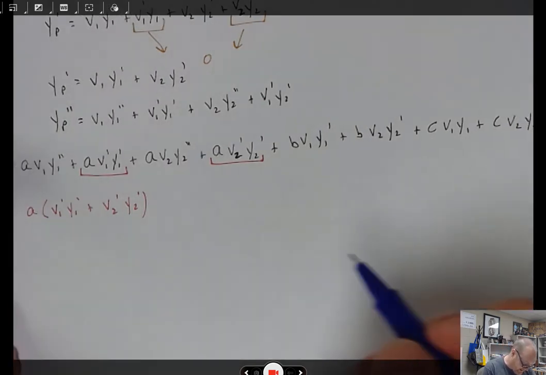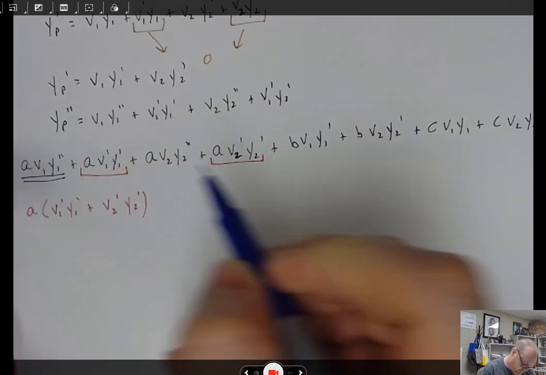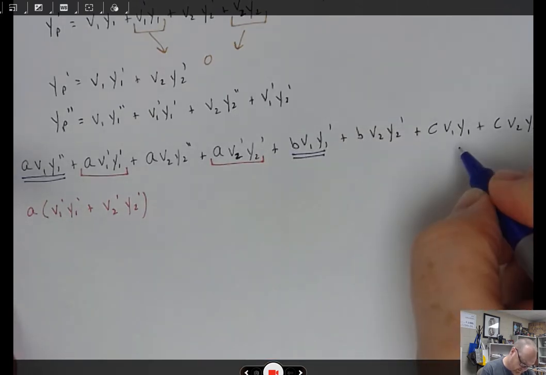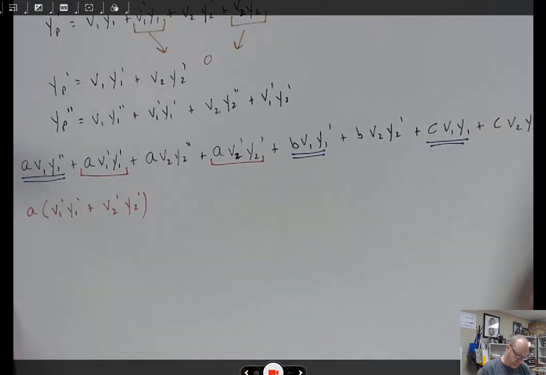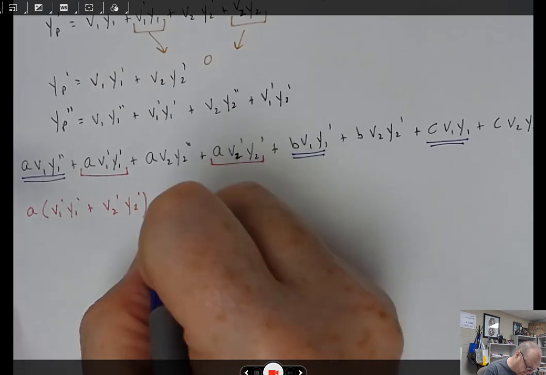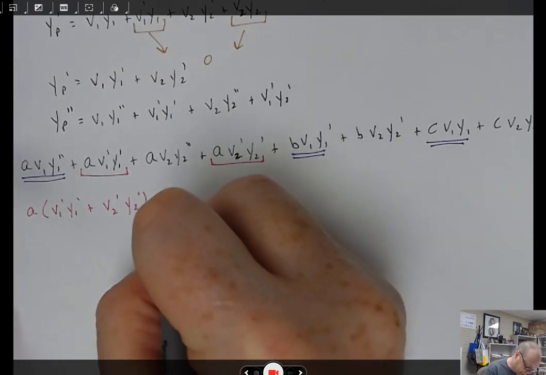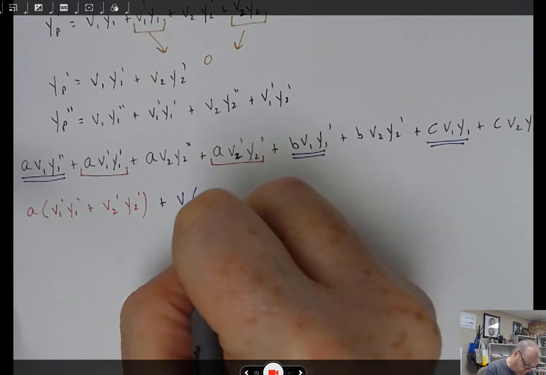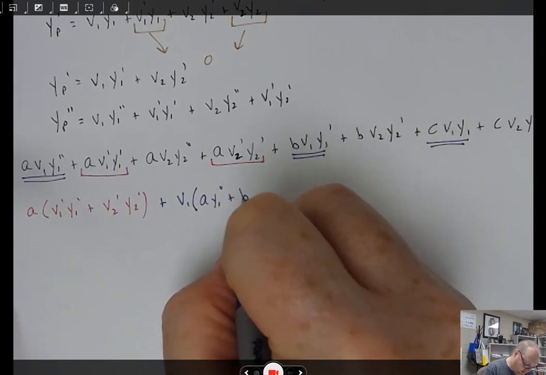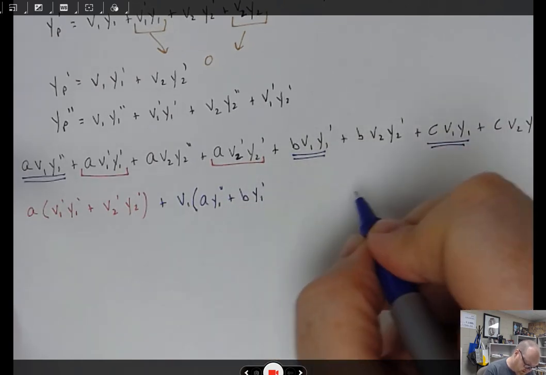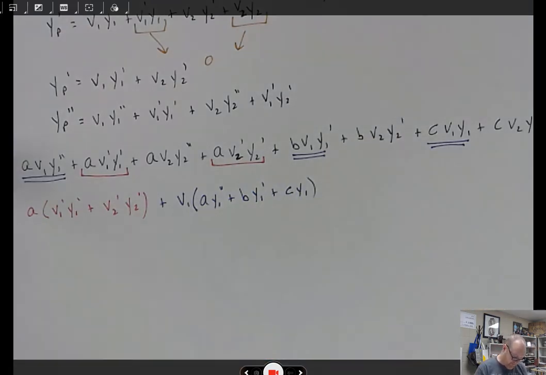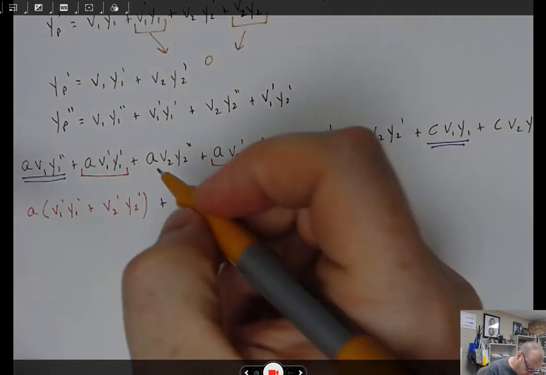For instance, if I look at this term and this term, things with v1s that are left in there. Those underlined blue terms, I'm going to factor that v1 out. And I'm left with a y double prime plus b y1 prime plus c y1. And then the same thing is going to happen with these v2 terms.